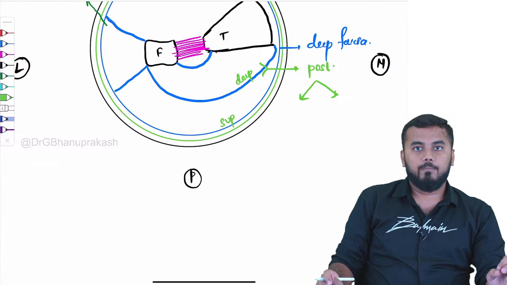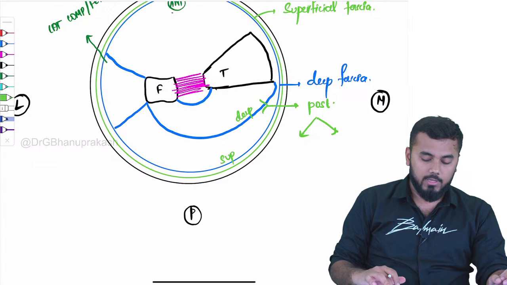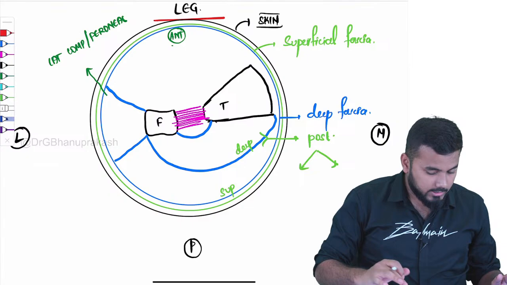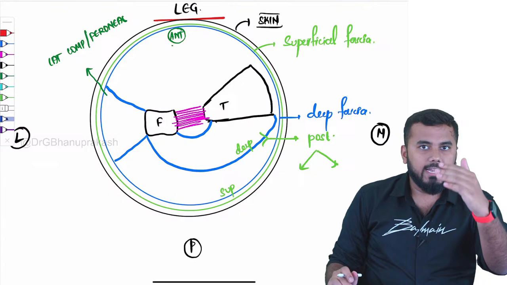Now look here very carefully. Look here, guys. All of you now stop commenting. Just look at whatever I'm teaching you. Anterior to tibia, which artery do I have, guys? On the anterior side of the tibia bone, what is the artery which I have drawn there? Tell me.